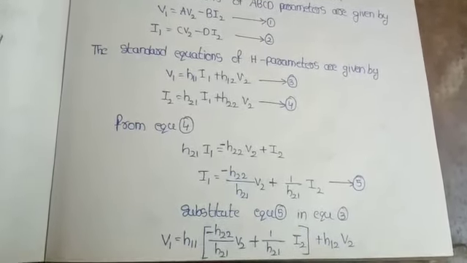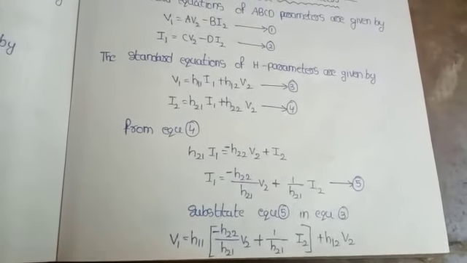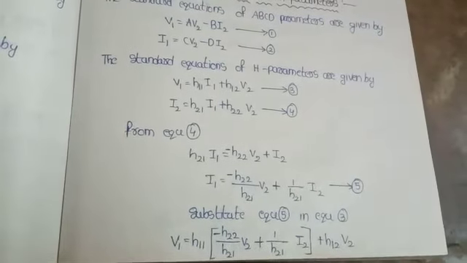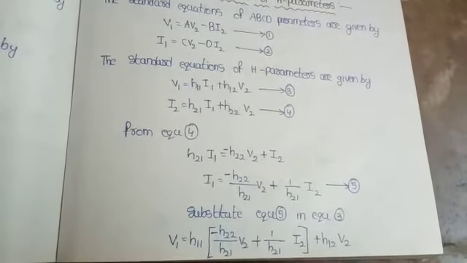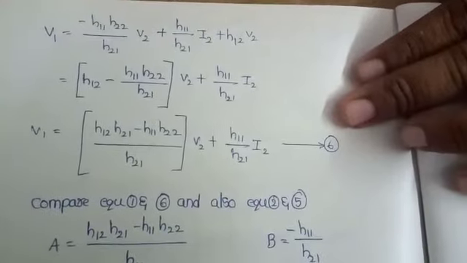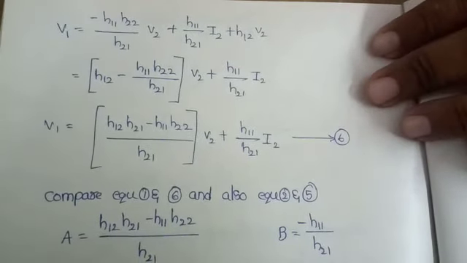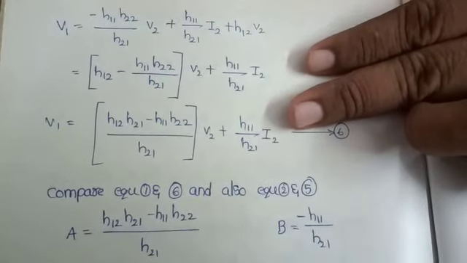Therefore I1 is equal to minus H22 by H21 V2 plus 1 by H21 I2, that is termed as equation 5. That may be substituted in equation 3. We are getting the V1 value, that may be expanded, and lastly we are getting the equation V1 equal to delta H by H21 V2 plus H11 by H21 I2, termed as equation 6.